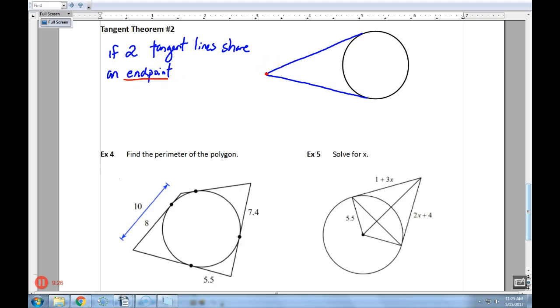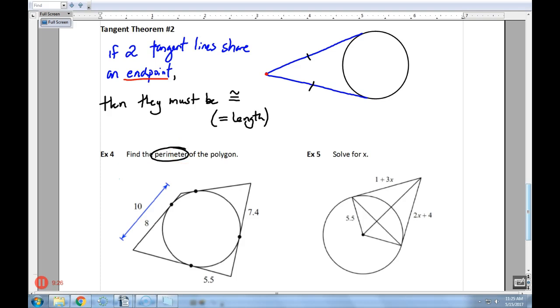So those two tangent lines share an endpoint. Then they must be congruent, okay, or equal length. So I know that this line is the same length as that line, if they're both tangent lines and they share a point. So for example, it says example 4, find the perimeter of the polygon.